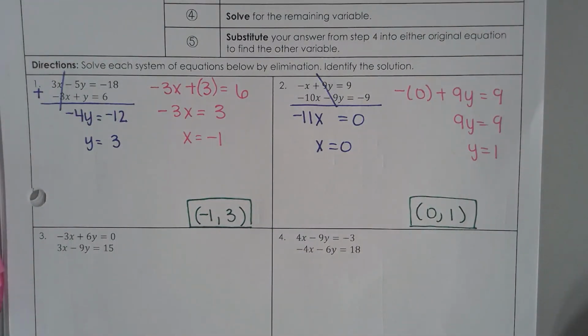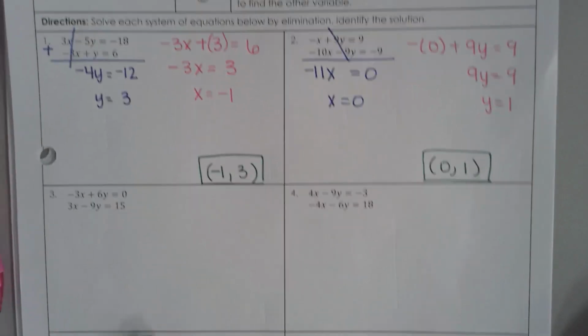Why doesn't negative 0 work? It's just 0. 0 is neither positive nor negative. It's just like in the middle. It's just nothing.